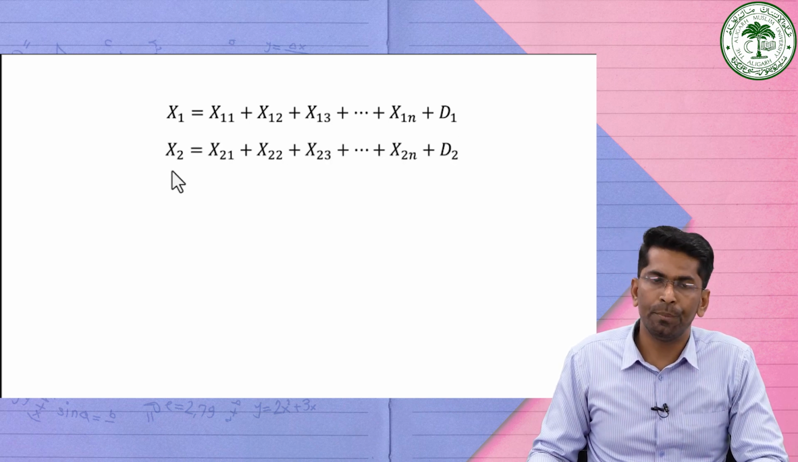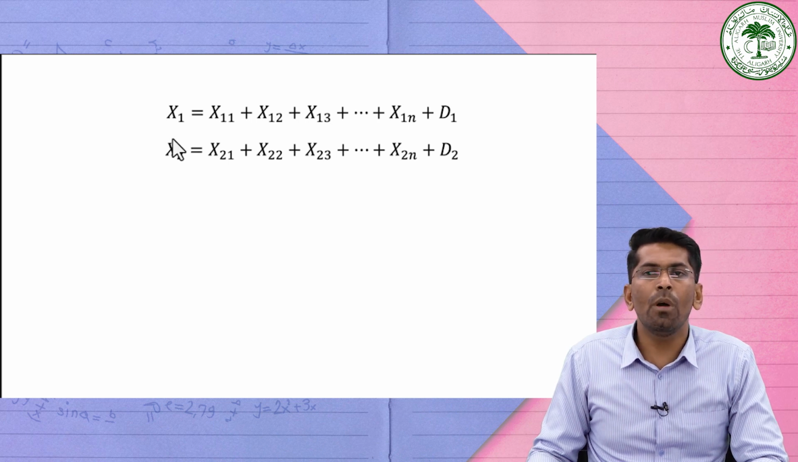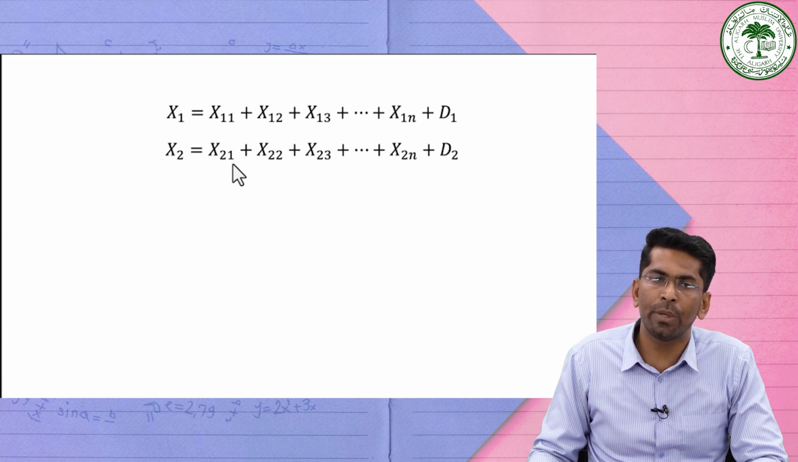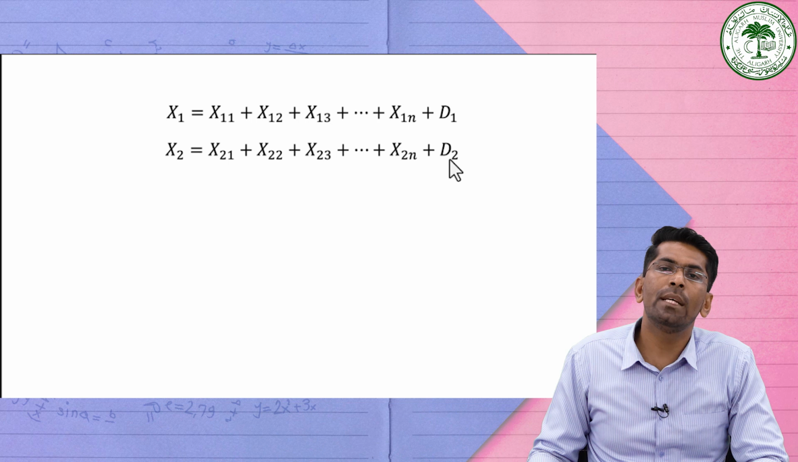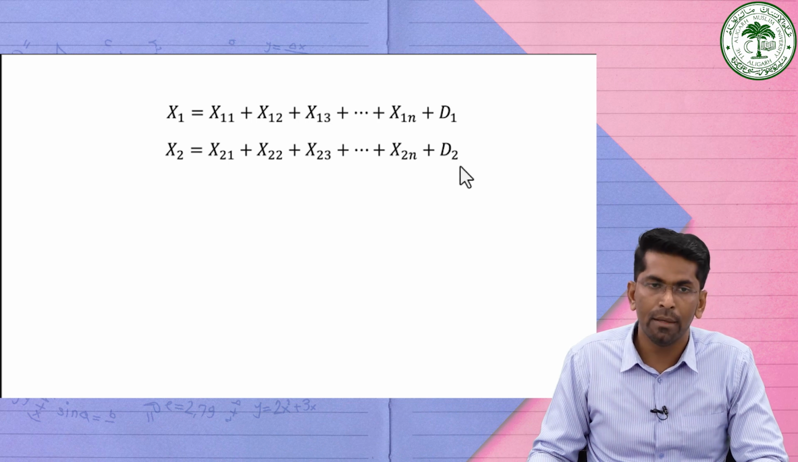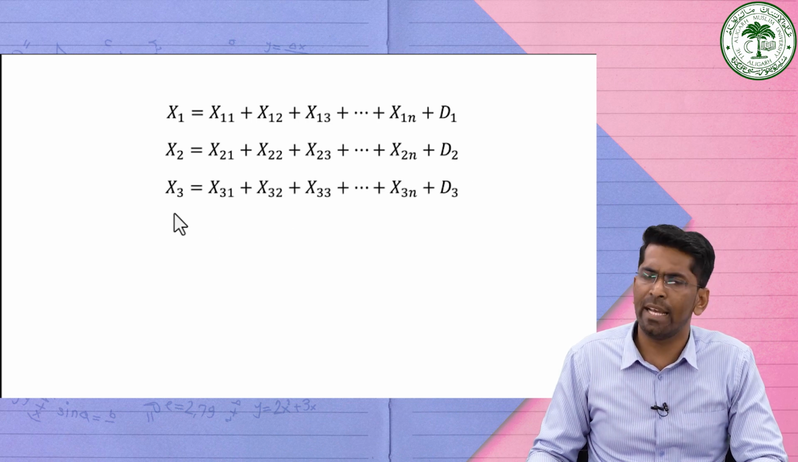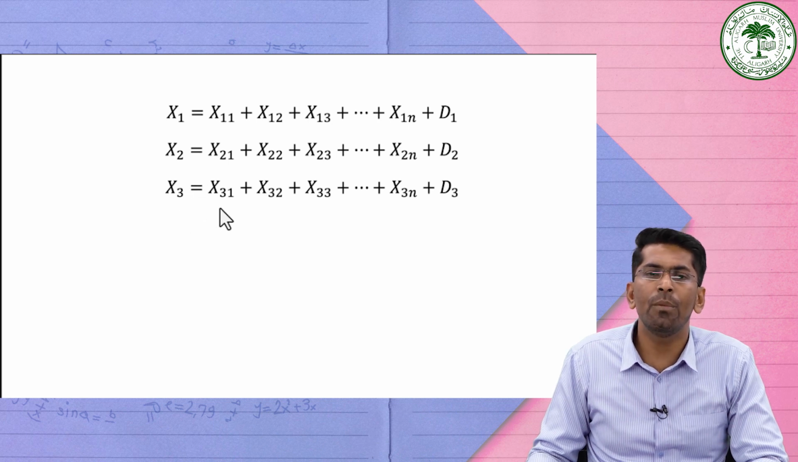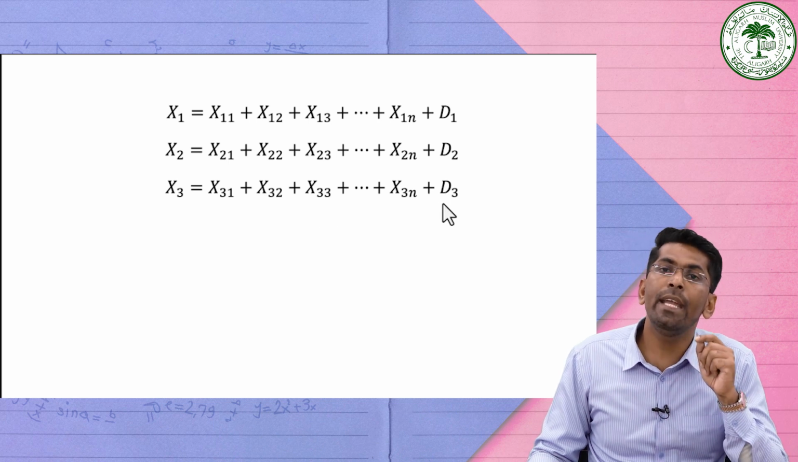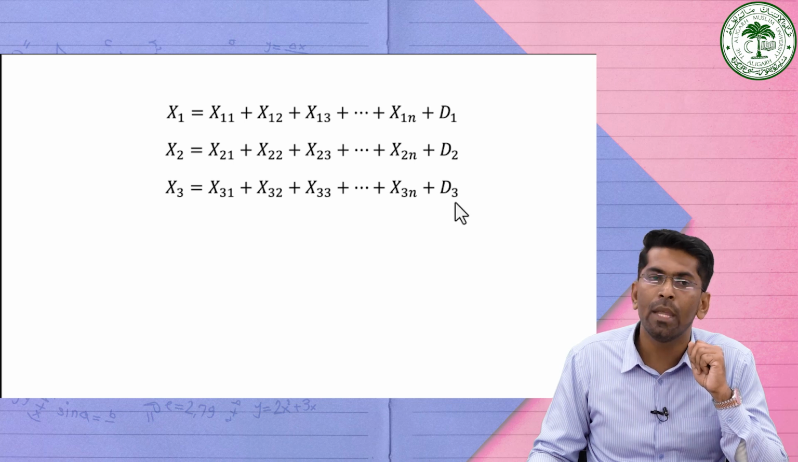Similarly for X2, what is X2 showing? X2 is the output of the second industry, which is used as an input for the first industry, the second industry, the third industry, up to n industries, plus D2 for the final demand. Similarly, we have X3, the output of the third industry, which is used as an input for the first, second, third, up to n industries, and D3 shows the final demand.